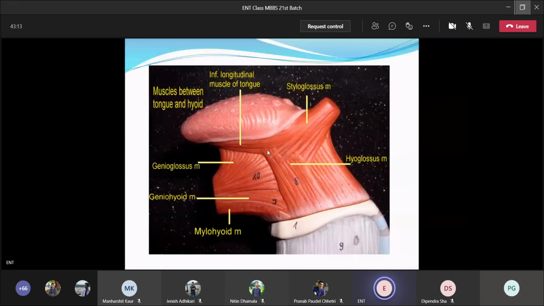So now you look at the diagram showing the muscles between the tongue and hyoid bone: the inferior longitudinal muscle of the tongue. Then another is the styloglossus muscle, hyoglossus muscle, genioglossus muscle, geniohyoid muscle, and mylohyoid muscle. So these are the muscles shown in the diagram.